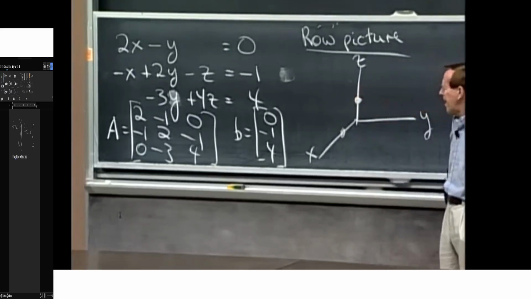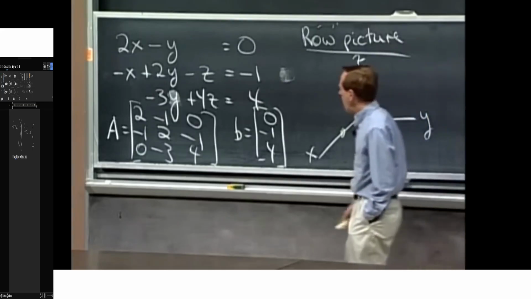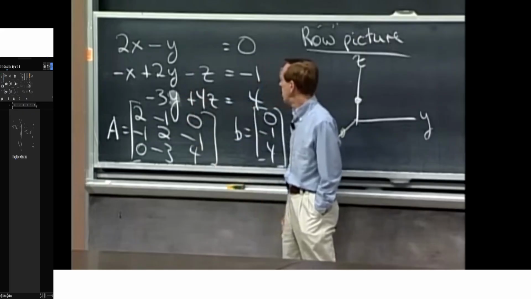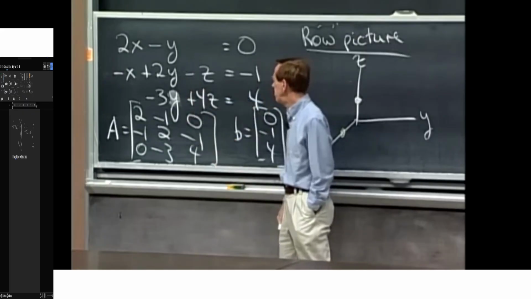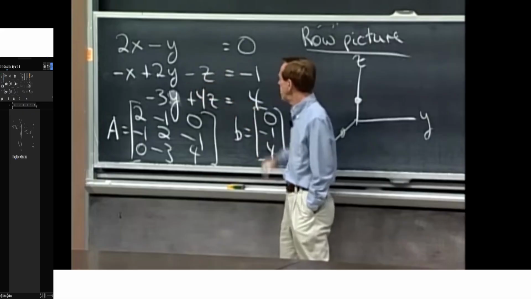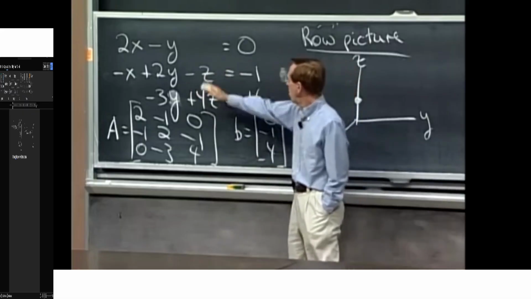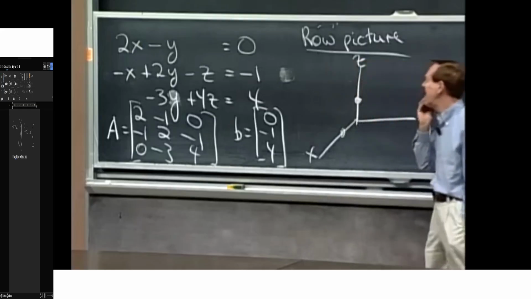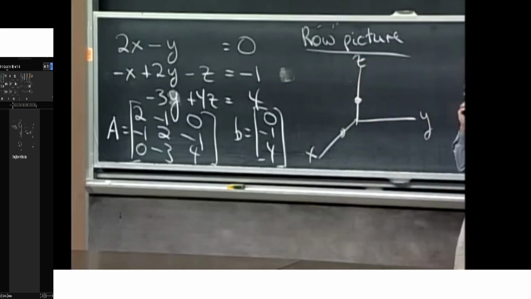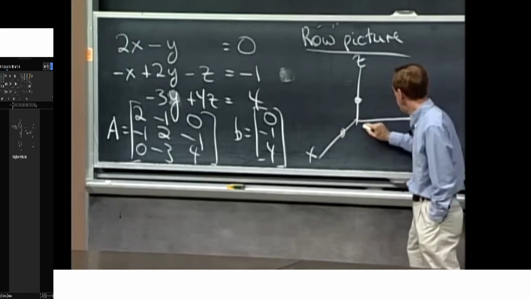And probably I want a third point here. Let me take x to be 0, z to be 0, then y would be minus a half, right? So there's a third point somewhere.